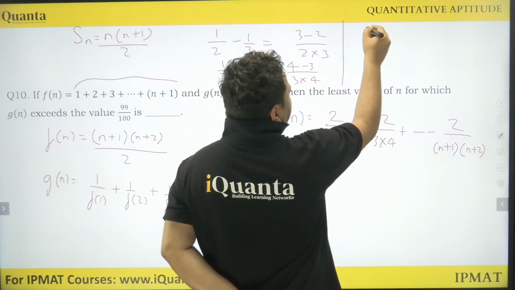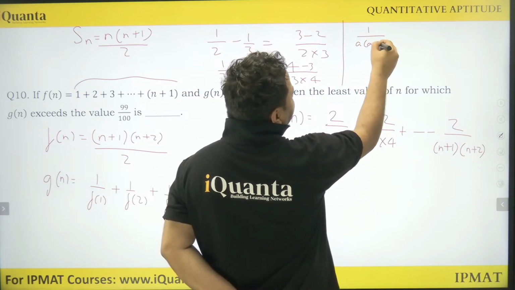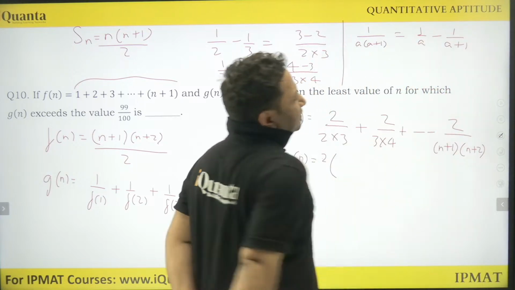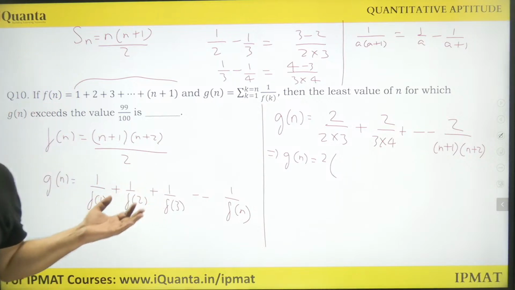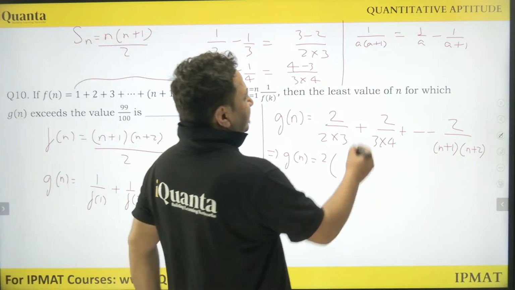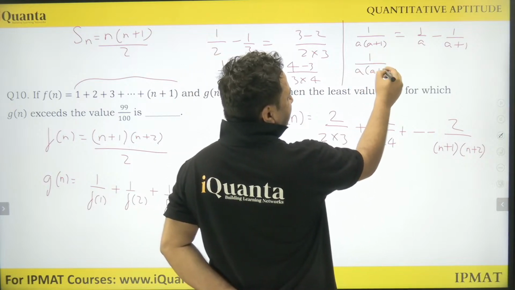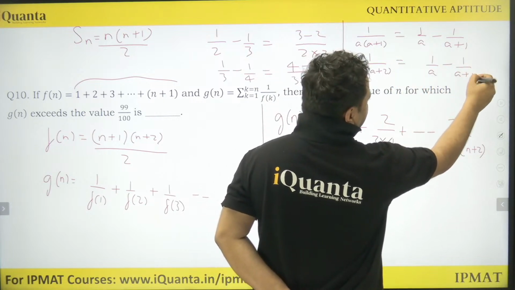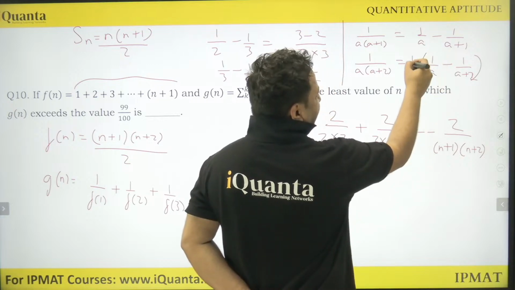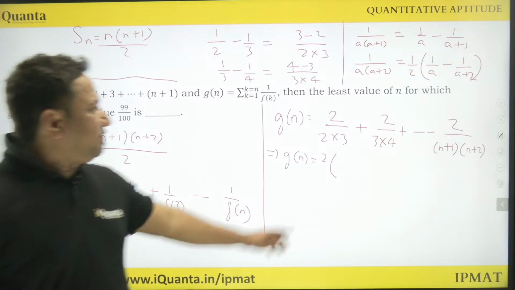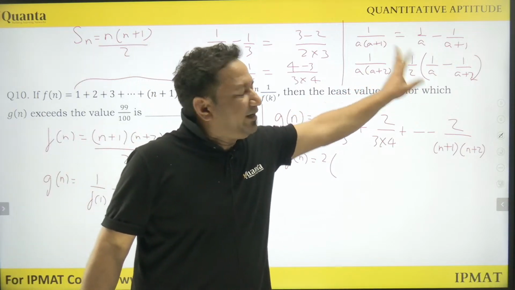Whenever we have something like this, 1 upon a times a plus 1, it will always be equal to 1 by a minus 1 by a plus 1. So let us try to mug it up. Instead of wasting 5 minutes to solve this partial fraction, why not mug it up? What if I have 1 upon a into a plus 2? This will be 1 upon a minus 1 upon a plus 2 inside the bracket, and then we have 1 by 2 over here. Cool. So whenever we have n over here, 1 by n comes out.